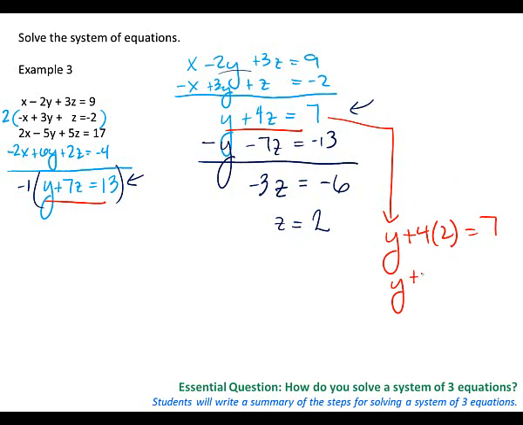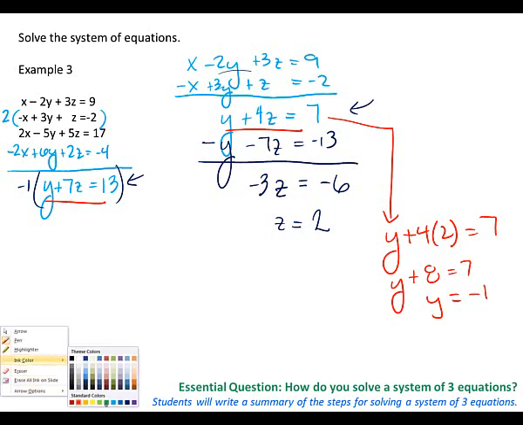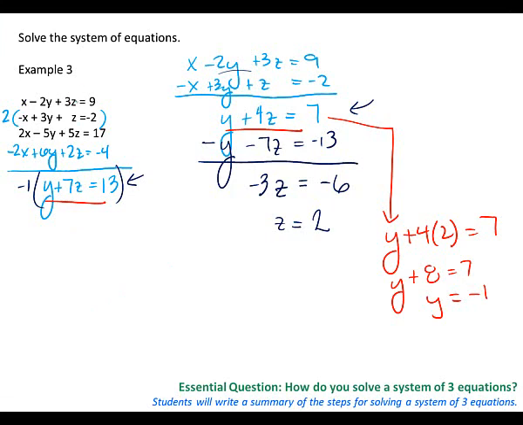All right, what's 4 times 2? 8. And then subtract the 8. What do you get for the y? Good. Now we have to use one of the 3 original equations. So do you want to go into the first one, the second one, or the third one?